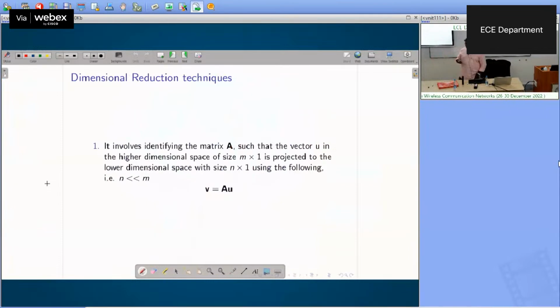That is exactly what PCA is going to do. But let me start with a basic definition of the dimensionality reduction technique. So what does that mean? It involves identifying the matrix A. As you see here, U is a vector and A is a matrix. You need a matrix A that maps the outcomes of the random vector U to the outcomes of the random vector V, where the dimension of U is m cross 1 and the dimension of V is n cross 1, and n is much lesser than m.